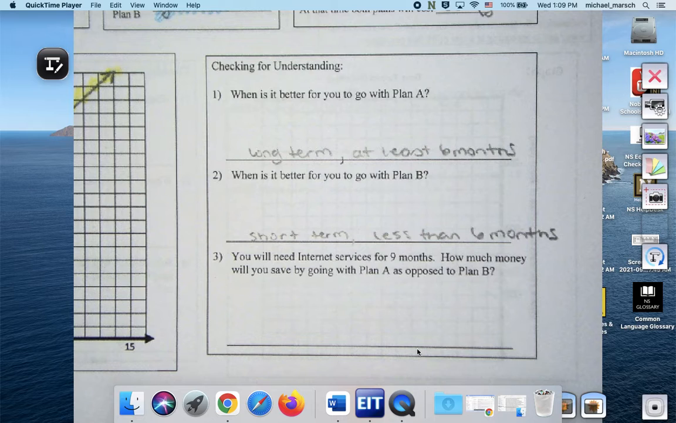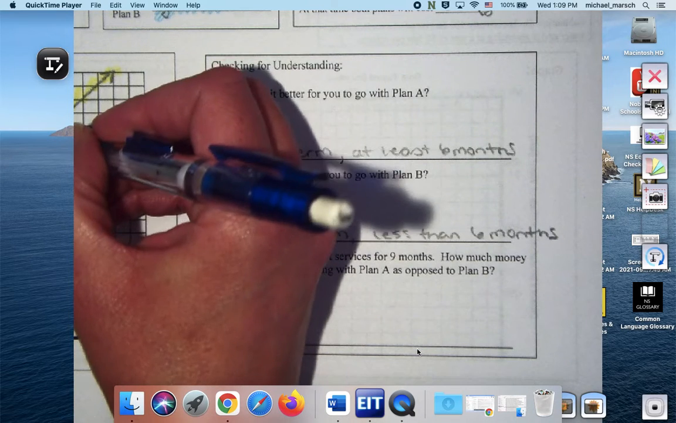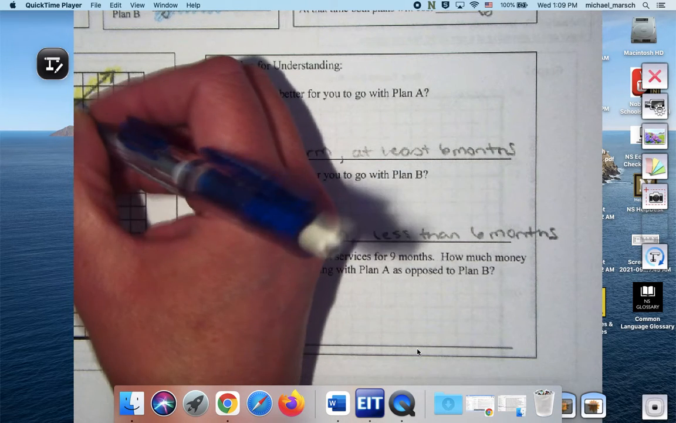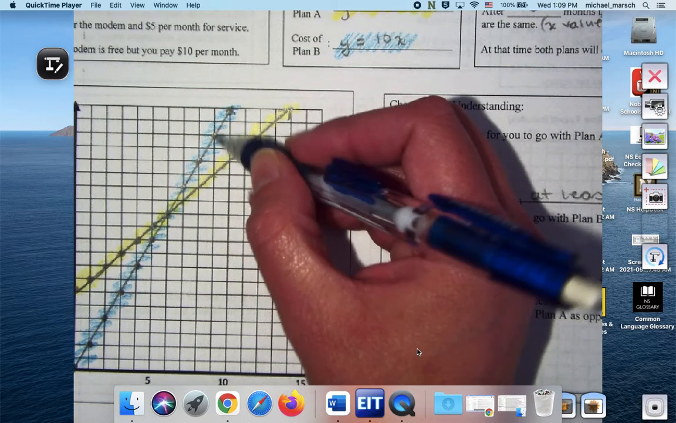You're going to need internet service for 9 months. How much will you save by going with plan A as opposed to plan B? Hayden? $15. How did you do that? I found the 9 months on the graph, and then I found the same thing for both A and B, and then I subtracted.